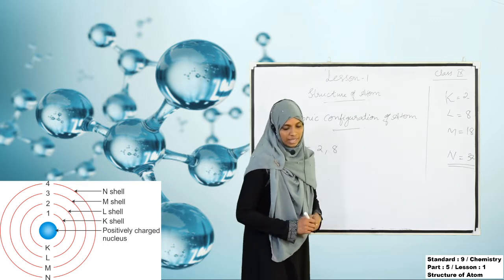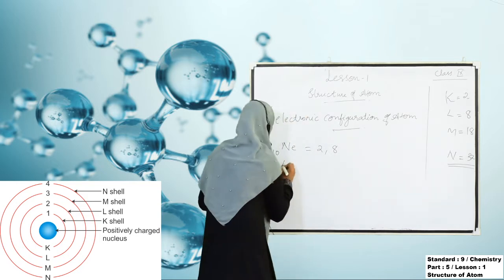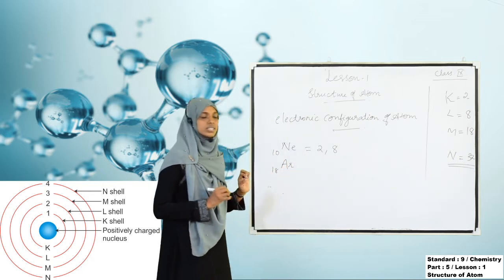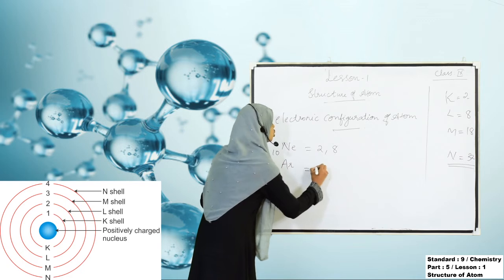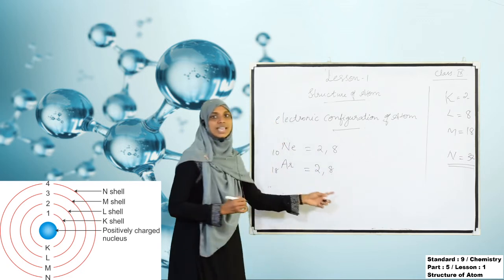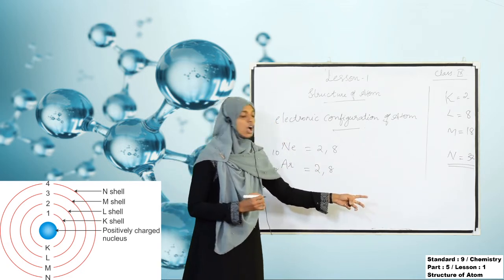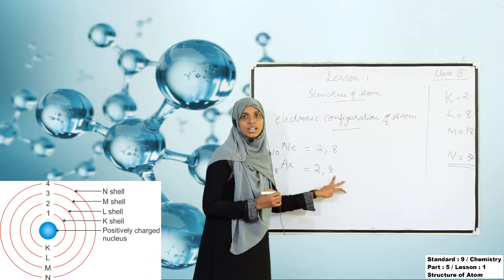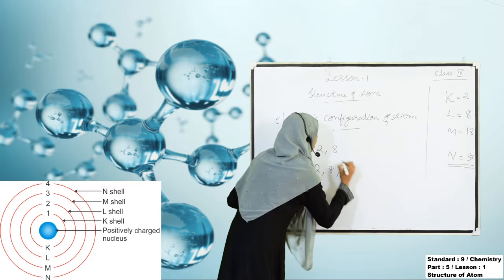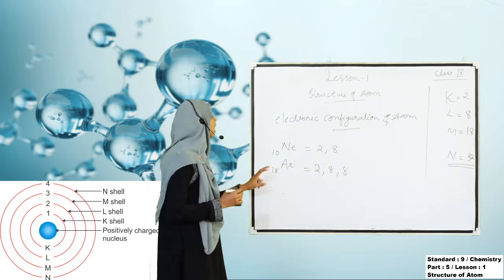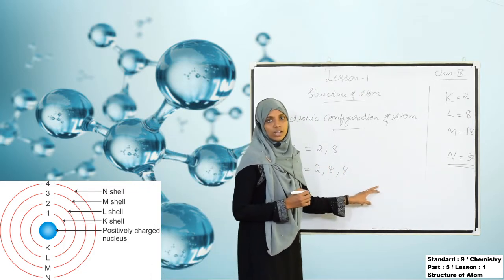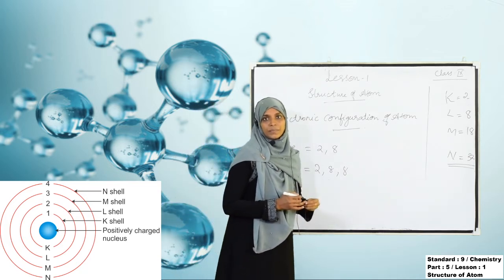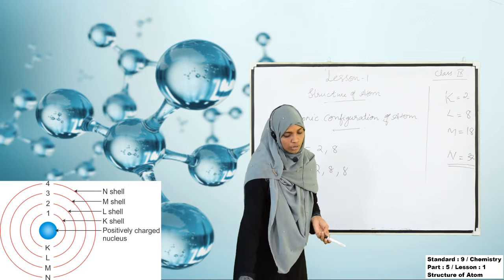Then we can check another example, argon. The atomic number of argon is 18. How can we write the electronic configuration? 2, 8. 2 plus 8 is 10. How many electrons are remaining? 8. Then the electronic configuration we write for argon is 2, 8, 8. In this way we write the electronic configuration.